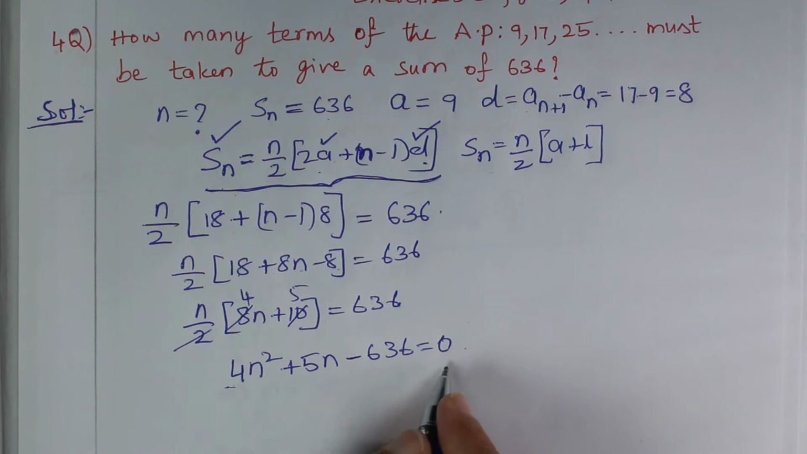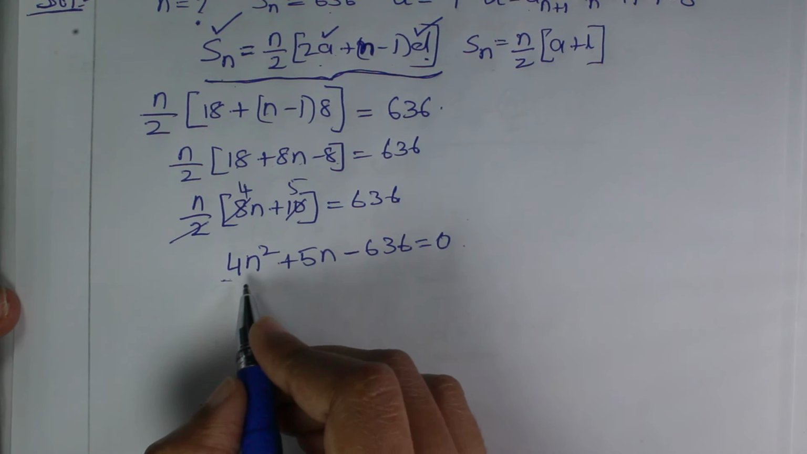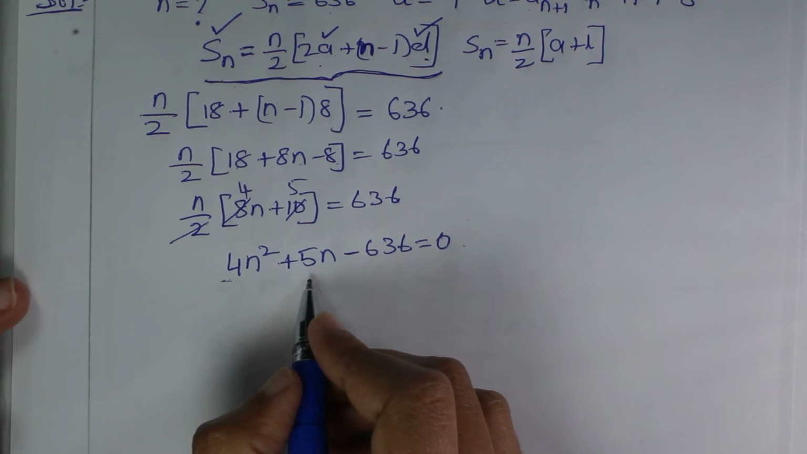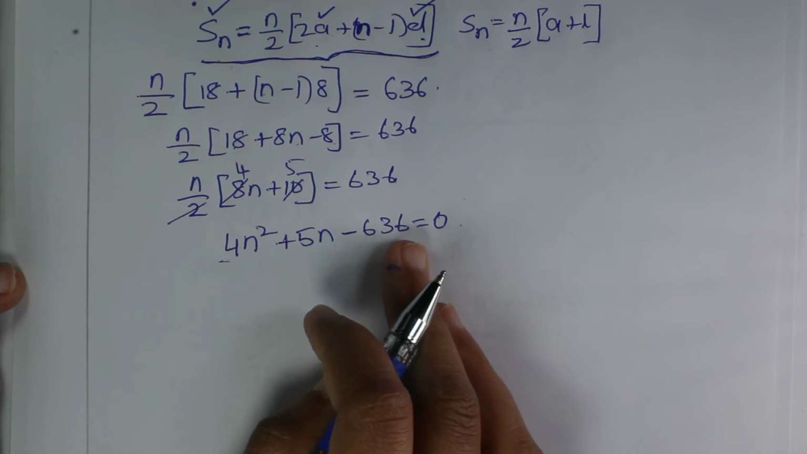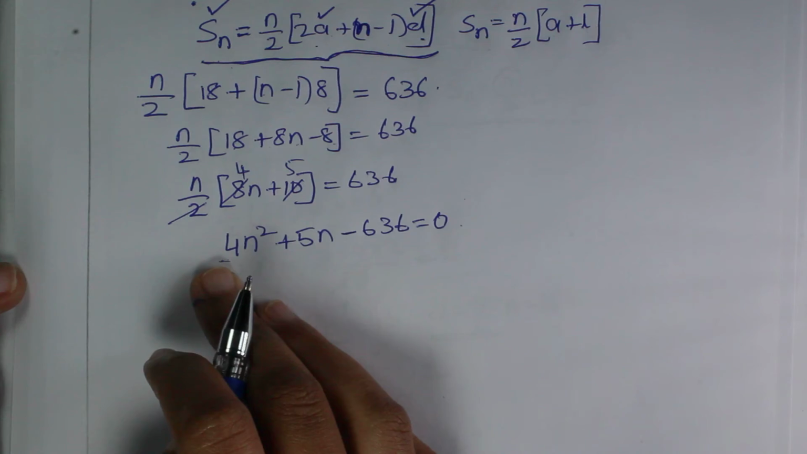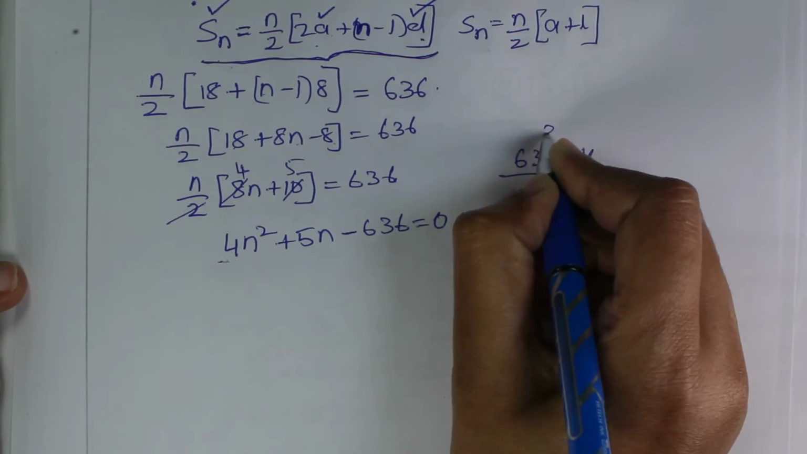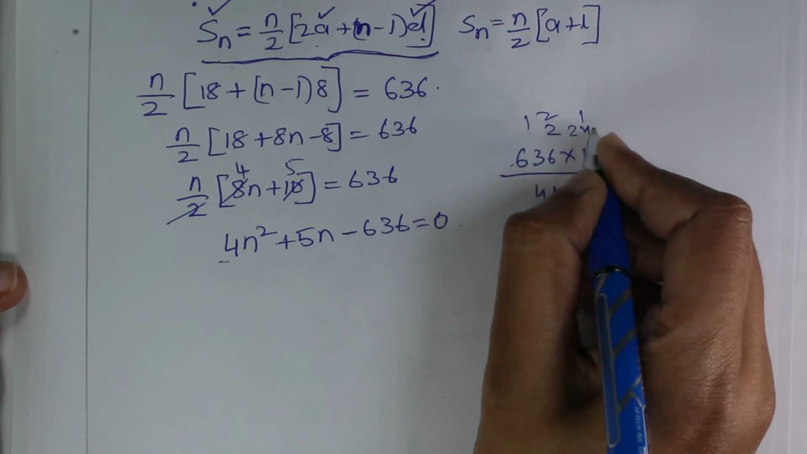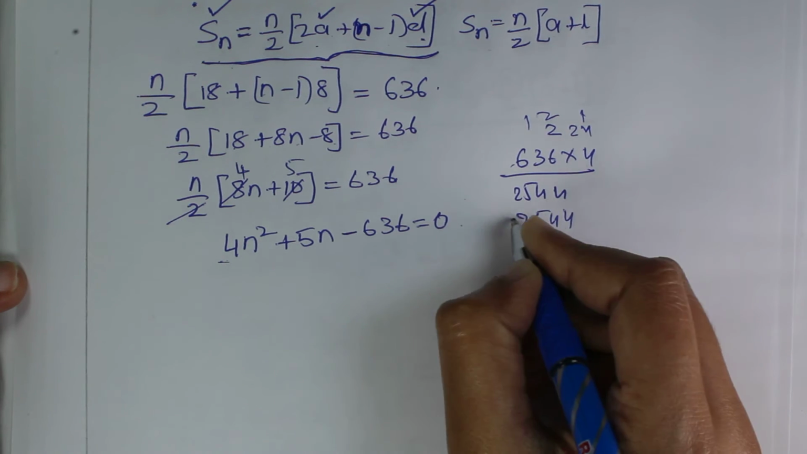If we solve this quadratic equation, we'll get two values for n. Let us solve the equation. I'll solve this equation by the splitting the middle term method. So let's see how we can go about this method. First of all, I'll multiply 636 and 4, that is the constant term and the n square coefficient. 636 into 4: 4 sixes are 24, 4 threes are 12, 12 plus 2 is 14, 4 sixes are 24, 1 plus 25, 2544.